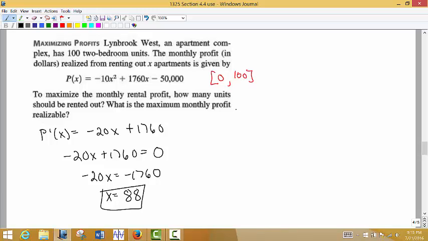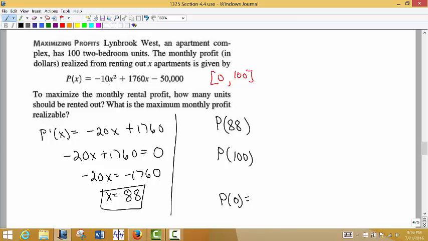What if we rent out all 100? That's what we want to know. So we're going to plug everything into our original profit function. We're going to plug in 88, the critical number that we found in the last step. We're going to plug in 100. And I think we know the answer to plugging in the left bound of 0. We know what we're going to get for that. That's definitely not going to be our maximum profit, renting out 0 apartments.